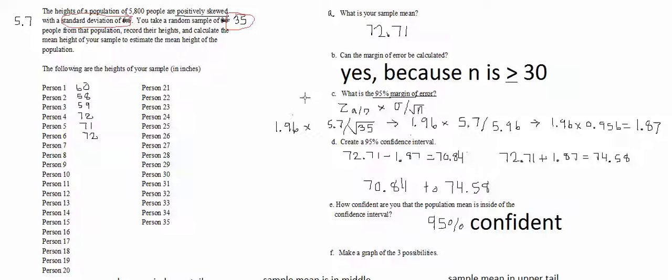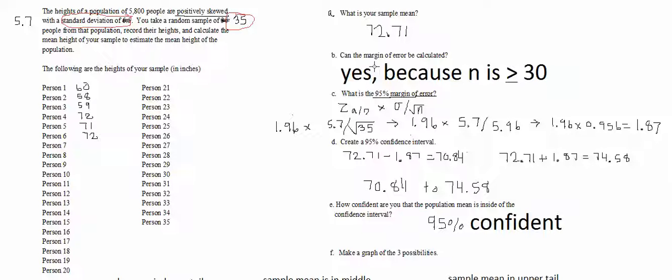Once you do that, you'll have to calculate your sample mean. You'll do that by just adding the 35 heights and dividing the total by 35. I'm just pretending that I did that and my answer came out to 72.71, even though I didn't actually do the work. The next part says, can the margin of error be calculated?